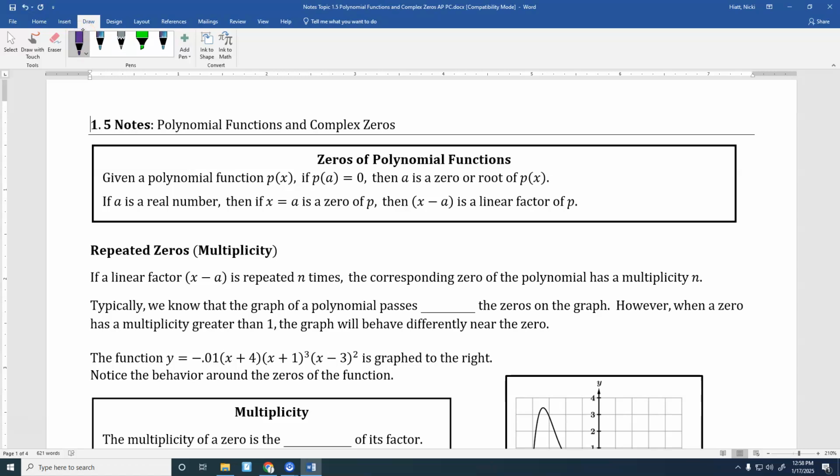Whenever we're talking about zeros of polynomial functions, it tells us here that given a polynomial function, p of x, if p of a equals 0, then a is a 0 or root of p of x. So several things to pull apart here. First of all, we're using these words 0 or root interchangeably. When we're talking about the graph of the function, what does that look like? Where is a 0, right? It is where we hit the x-axis. It's an x-intercept.